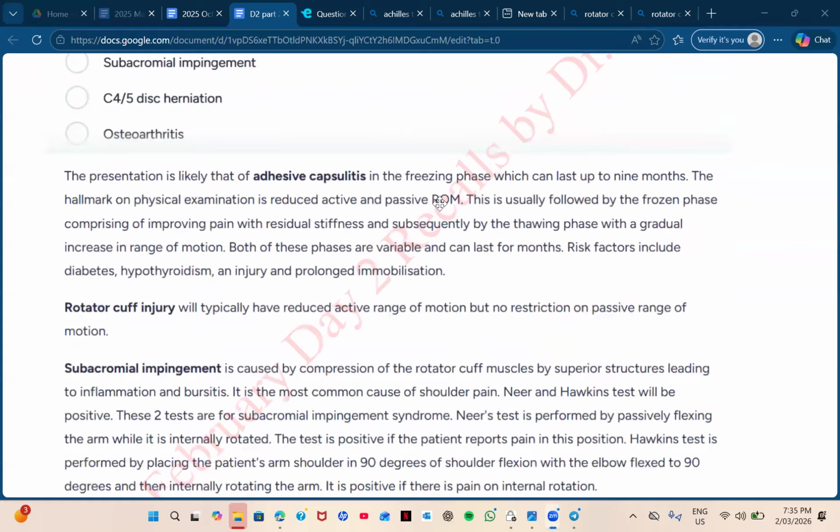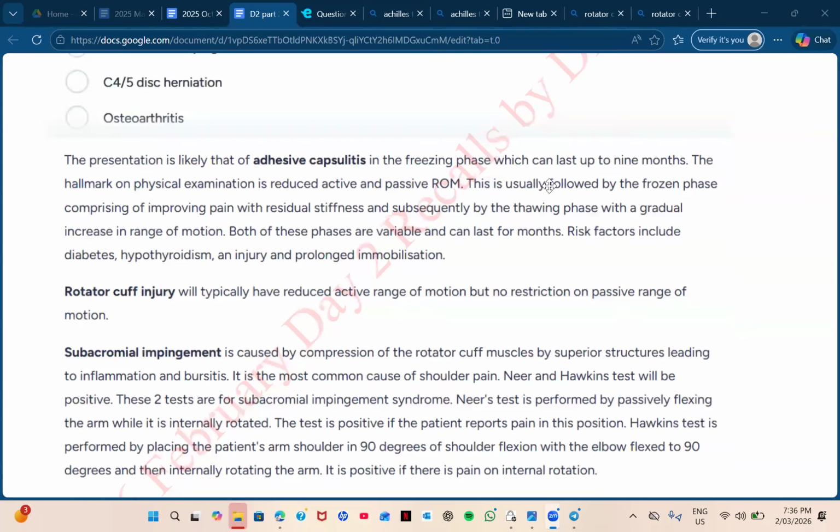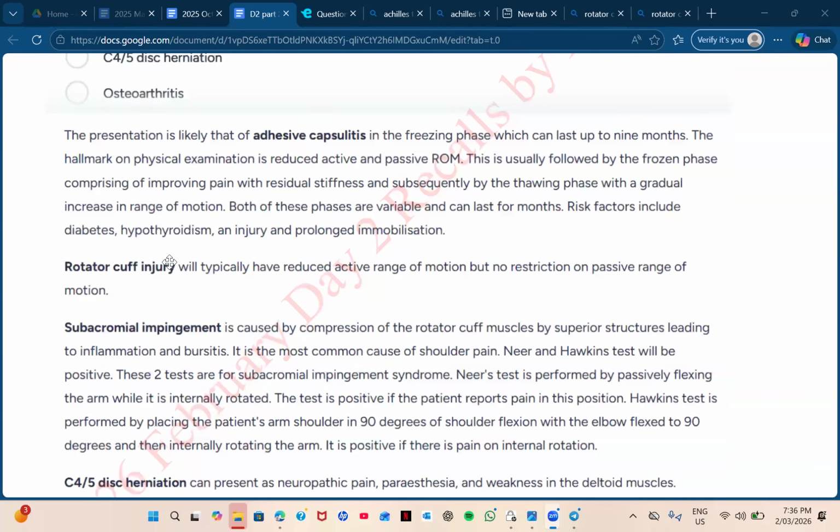Here, the presentation of adhesive capsulitis is the freezing phase, which can last up to 9 months. The hallmark of physical examination is reduced active and passive range of motion. This is usually followed by the frozen phase, comprising improving pain with residual stiffness, and subsequently the thawing or recovery phase, a gradual increase in range of movement. Both these phases are variable and can last for months. Risk factors include diabetes, hypothyroidism, and injury that prolongs immobilization.